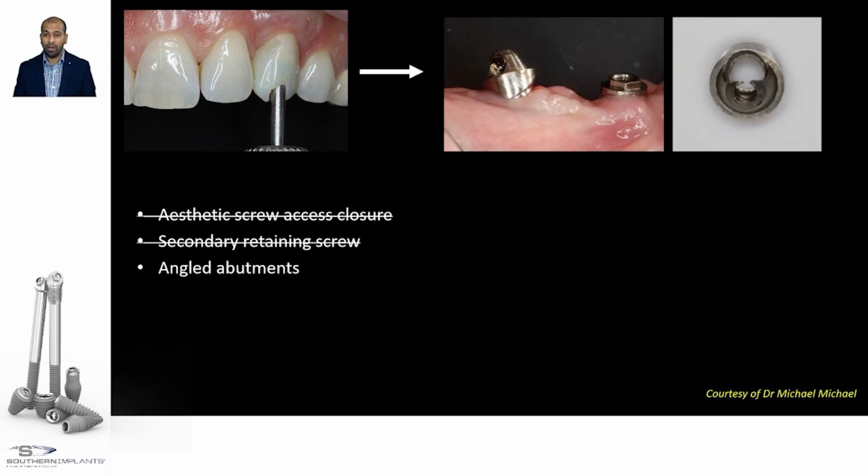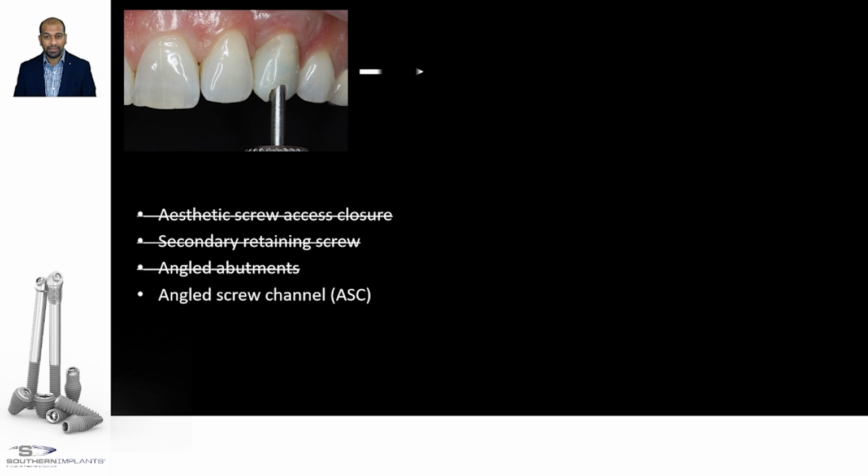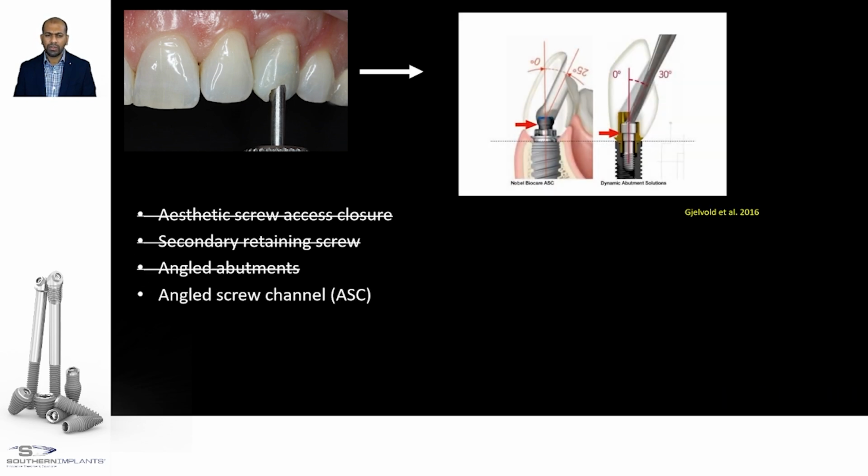Angled abutments are another option, but as we know, they also have their own complications, and generally you have this polished collar, which in this case we would not be able to hide. What about angled screw channels?